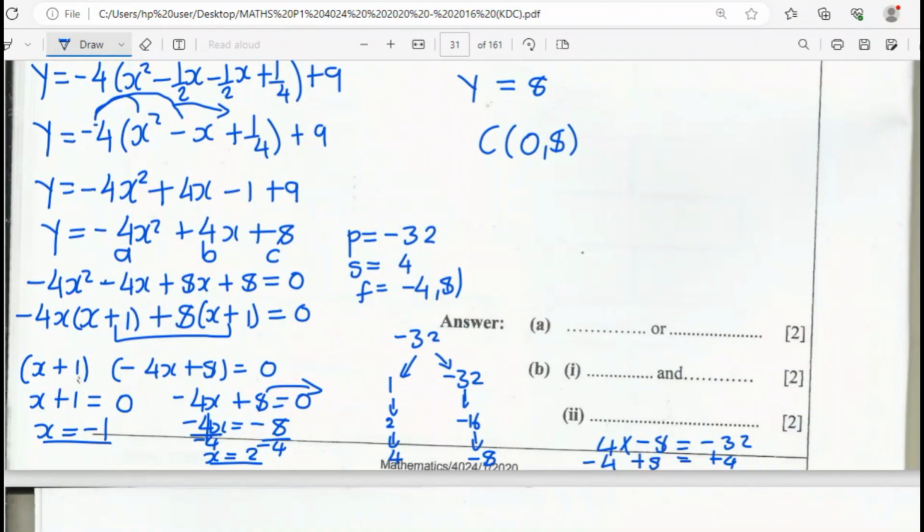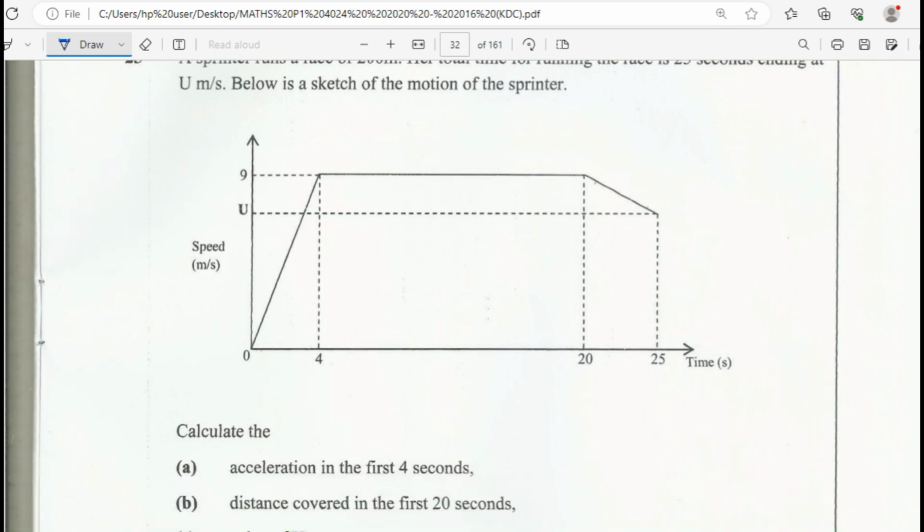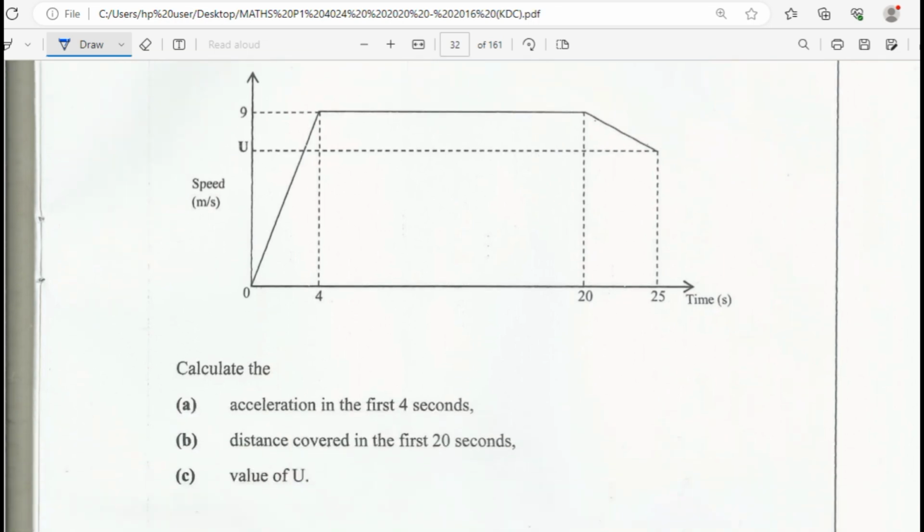Now let's look at the last question. The last question is: a sprinter runs a race of 200 meters. Her total time for running the race is 25 seconds, ending at u meters per second. Below is a sketch of the motion of the sprinter. So we have a speed time graph. Calculate the acceleration in the first 4 seconds. So 4 seconds is ending here. So this is where our final velocity is. Then at this point we have our initial.